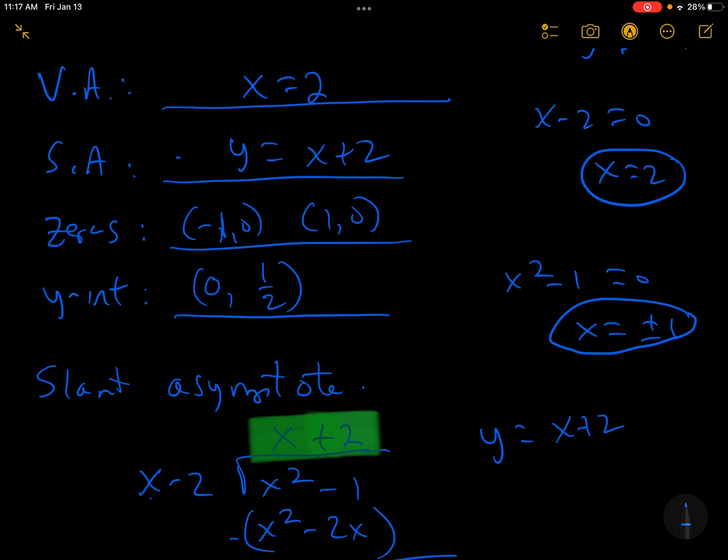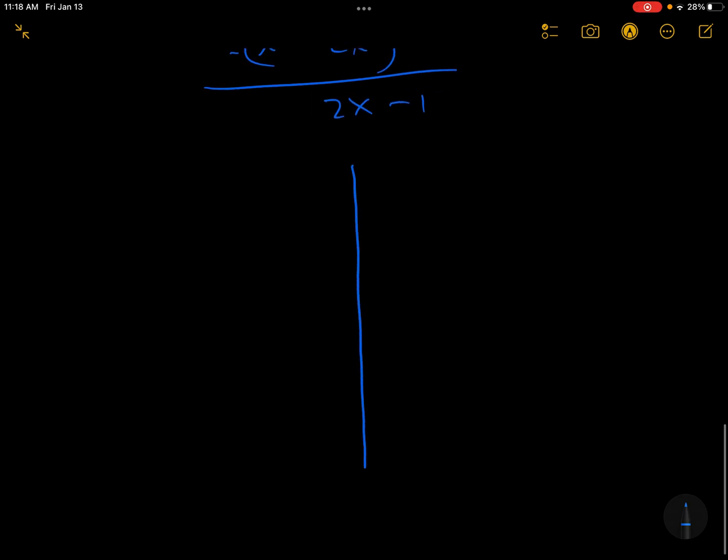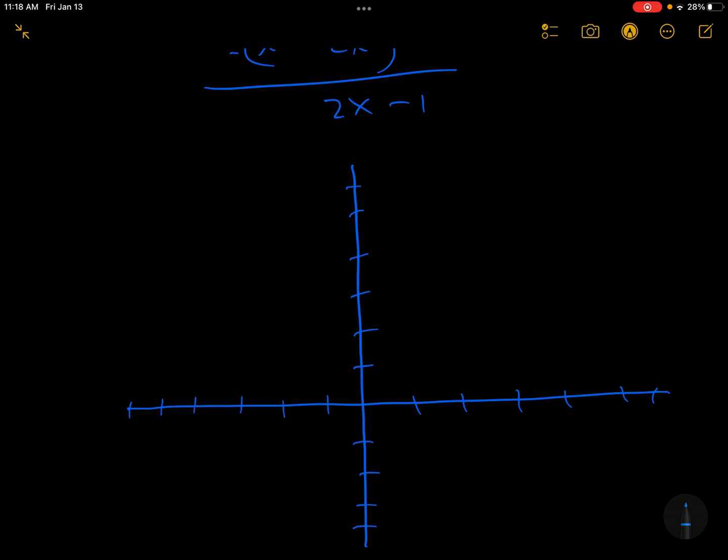Okay. So just like the last one, we're going to put all these pieces of the puzzle together. 1, 2, 3, 4, 5, 6. Minus 1, minus 2, minus 3, minus 4. Okay.